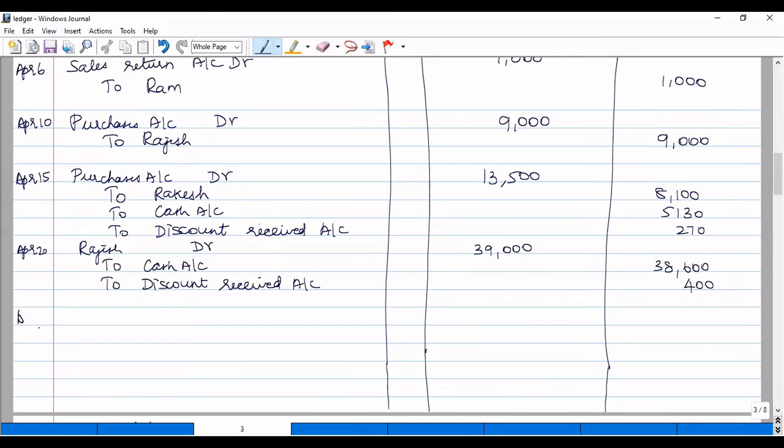Now coming to the next transaction, on April 25th paid insurance premium for the proprietor. Okay, so it is a drawing. So debit drawings account with the amount paid 500 to cash. Cash decrease is credited. And finally, April 30th, received commission. Cash increase is debited to commission received.